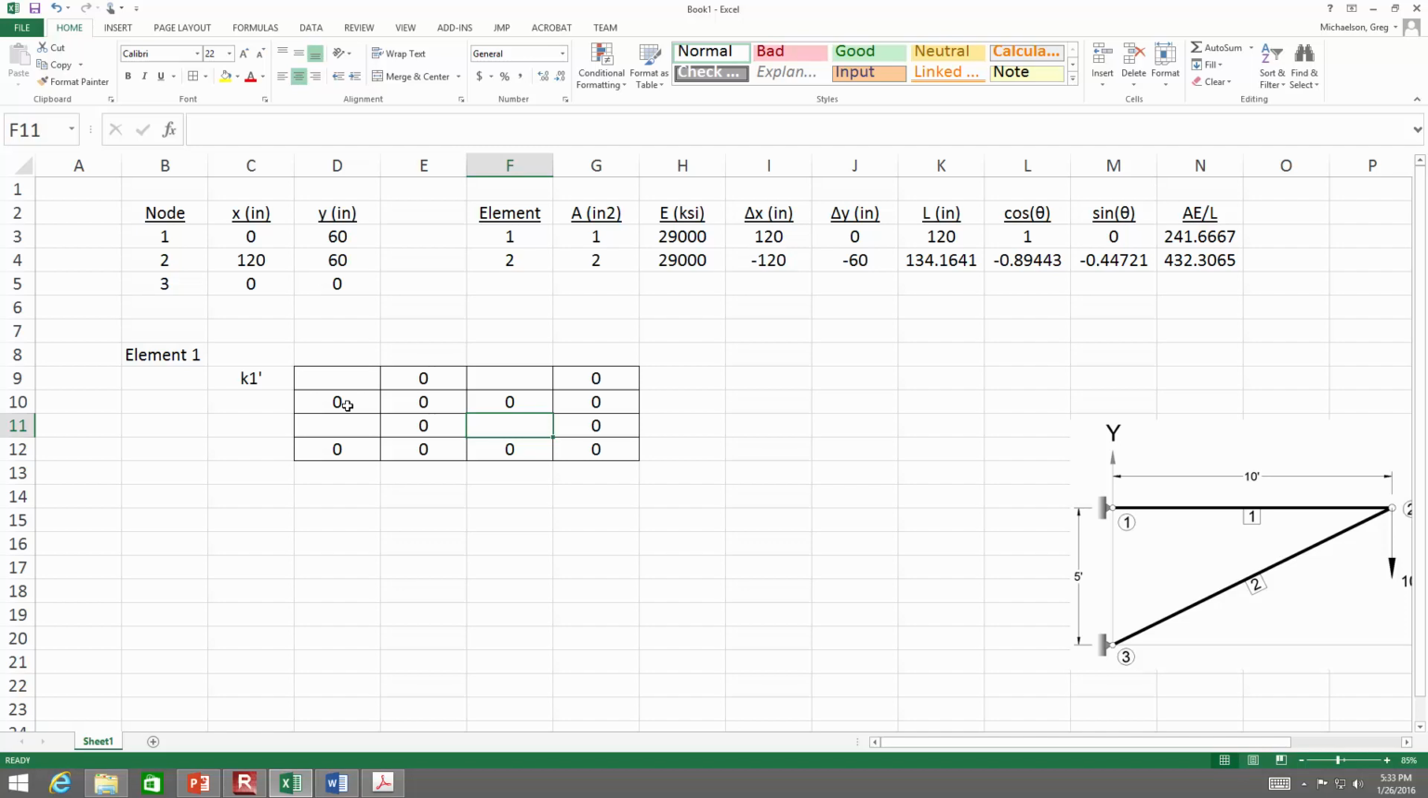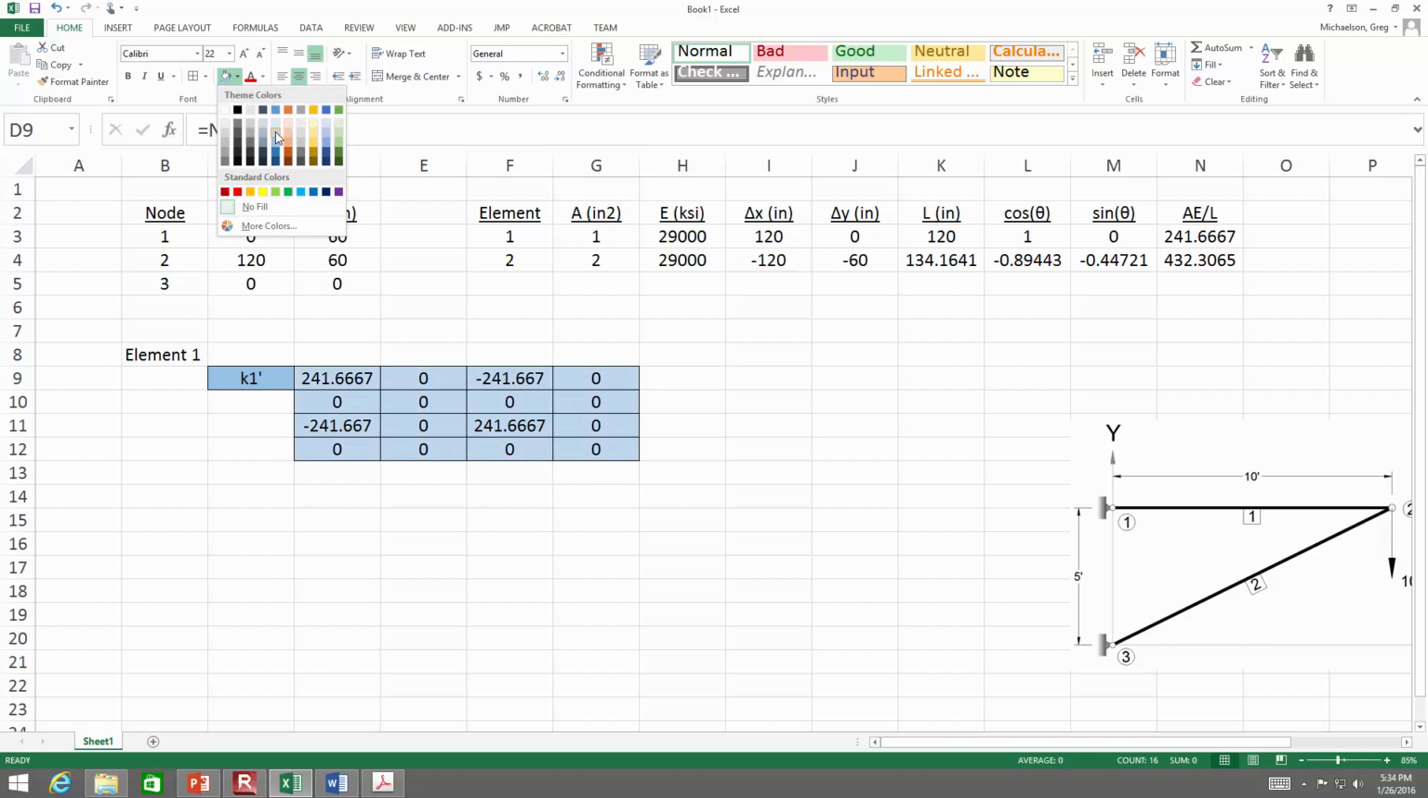Have we already calculated AE over L for this element? Yeah, it's right here, right? So what I'm going to do is I'm just going to say equals that. Equals negative that. Equals negative that. Equals that. Okay. Now I'm going to take a little bit of time and format this a little bit. Let's see. Give it some color so I can recognize what's going on. Maybe make this a little bit lighter. Something about like that.